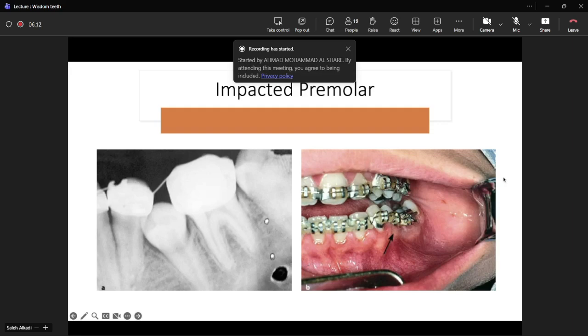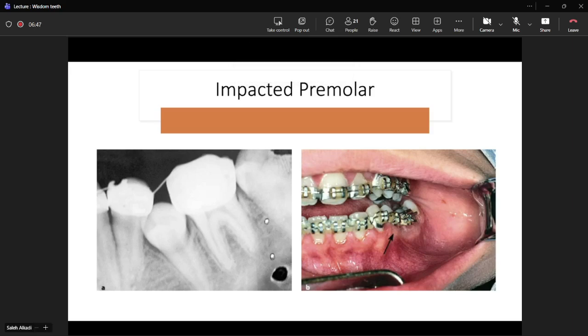Let's talk about another impacted tooth that we may face in the clinic. Here we're talking about impacted premolars. We mentioned in our first lecture that the third most common impaction after wisdom teeth and canines is premolars, especially lower premolars. Here we have a lower second premolar that has no space, and it's completely impacted underneath the soft tissue and bone. So how do we manage this tooth surgically?